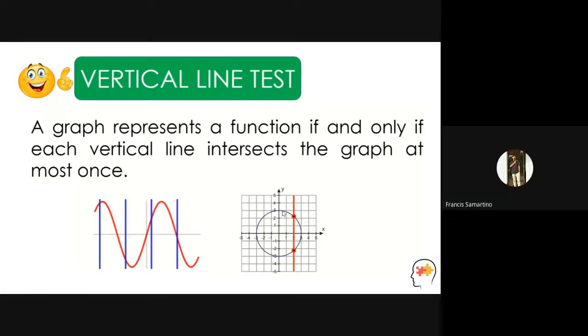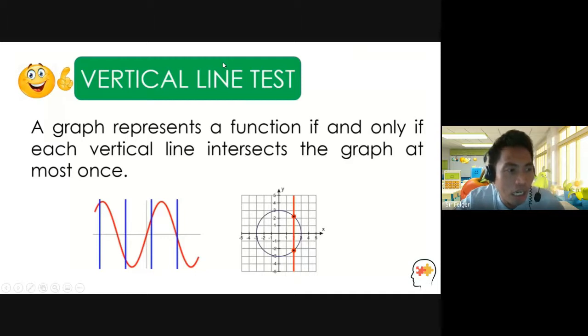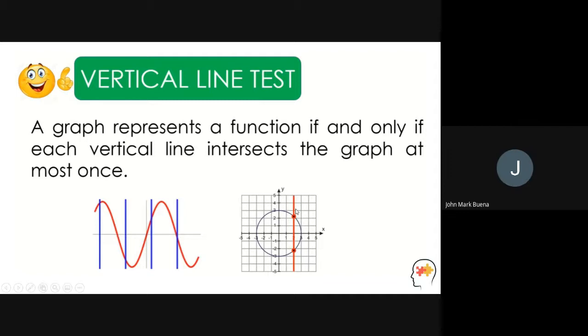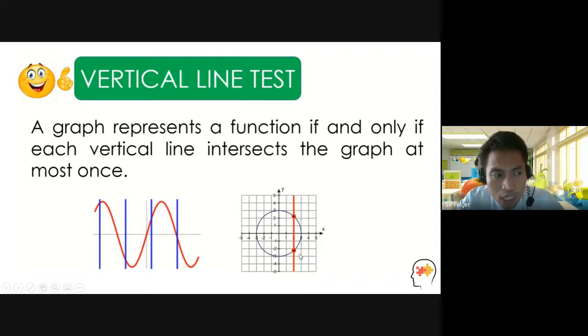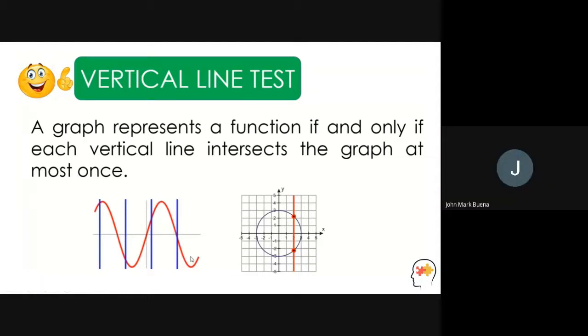The same is true with the graph, of course. The graph that we have, I circled it and it touches two times. It says here that a graph is a function if and only if each vertical line intersects the graph at most once. On the other one, wherever you draw a vertical line, we will only touch the graph once. Understood?